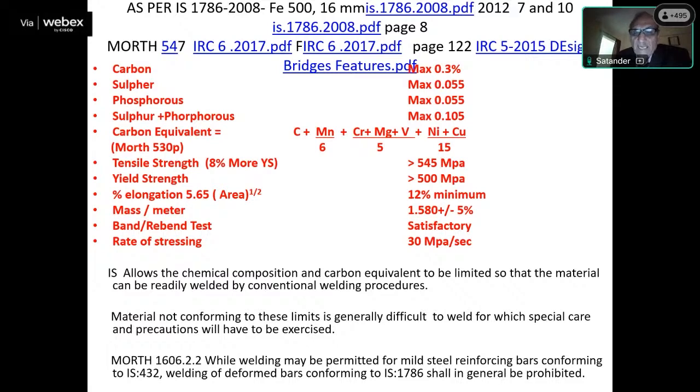The most important test at site is mass per meter. Please refer to IS 1786. And second thing, suppose you are using Fe 500, yield strength must be 500, but tensile strength should be 8% more. Sometimes it passes in yield strength but fails in tensile strength. So please check tensile strength, yield strength, and mass per meter. These are the three important tests for steel bar. So please refer to this also.